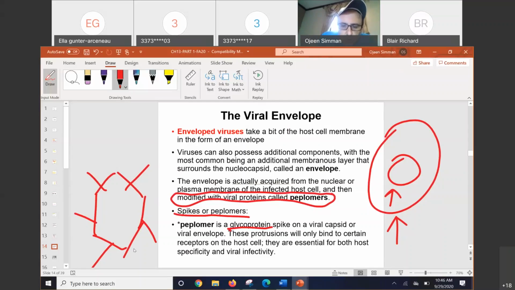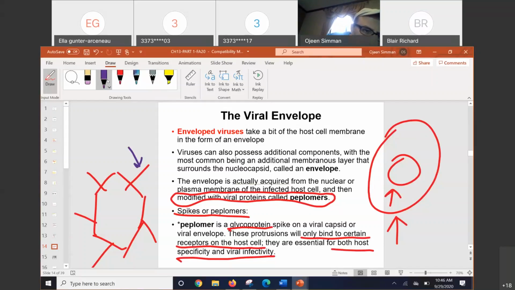They bind only to certain receptors on the host cell, and they determine both host specificity and viral infectivity. This is a very important thing about virus pathophysiology. These glycoproteins determine a virus's host range.